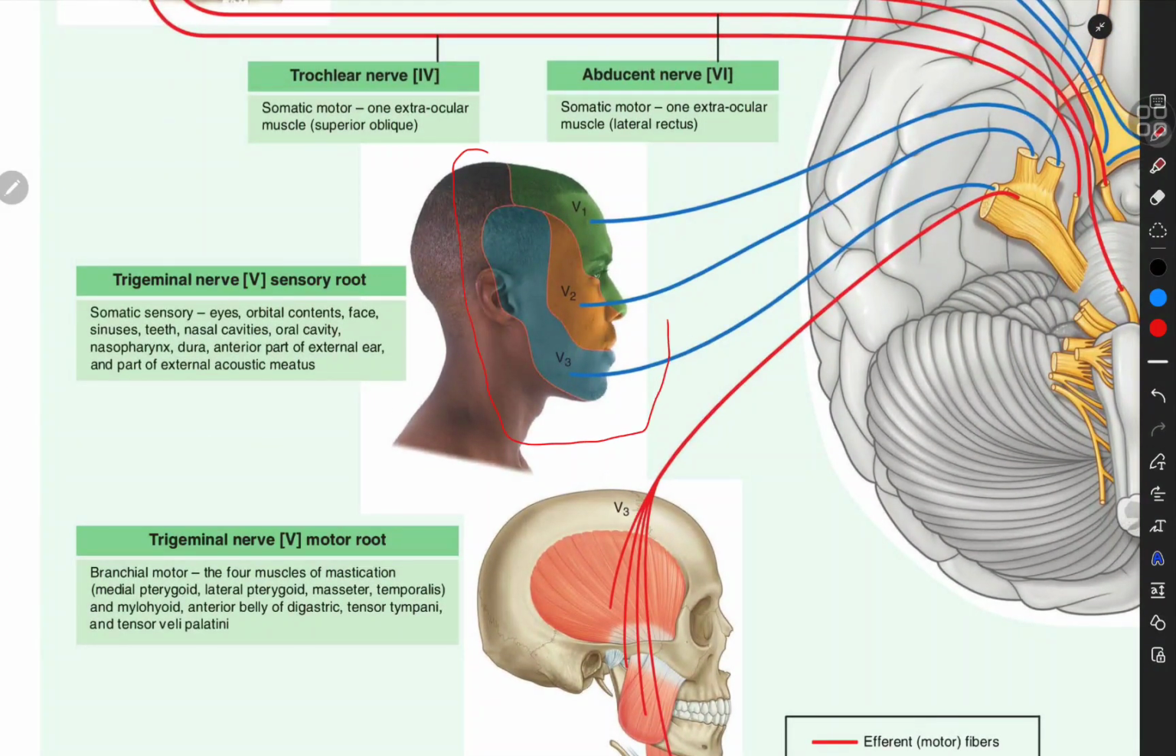This is the summary of the innervations of the trigeminal nerve. So you can see whatever is innervated here, here. So V3 innervates the tongue as well.